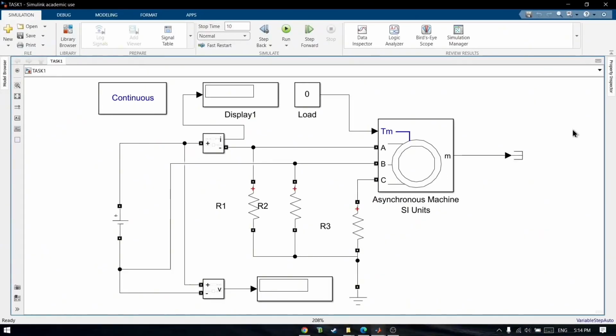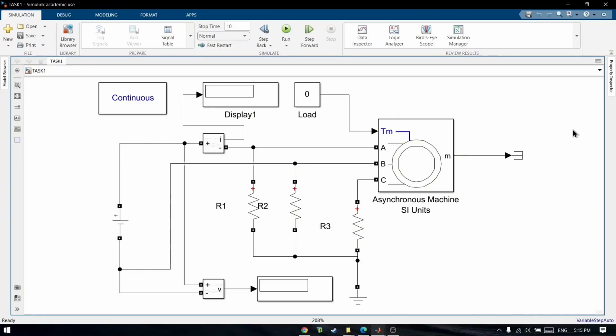In this video, I shall demonstrate the DC test of a 3-phase induction motor using MATLAB Simulink. This test is designed to measure the stator resistance of the induction motor, a key parameter for its equivalent circuit model. So this is the simulation model.